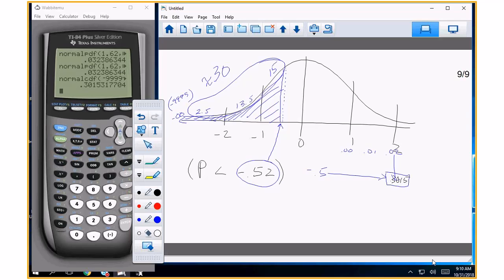Now, what if I wanted the right-hand side? This is just for some of y'all with the table. I want the right-hand side, which is greater than negative 0.52, would be 1 minus 0.3015. Please don't use a calculator. If you don't know what $1 minus 30 cents is, it's about 70 cents. So it's going to be 0.6985. So 70% pretty much is on the right side and 30% is on the left side.